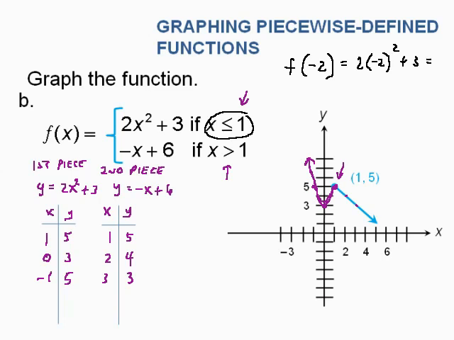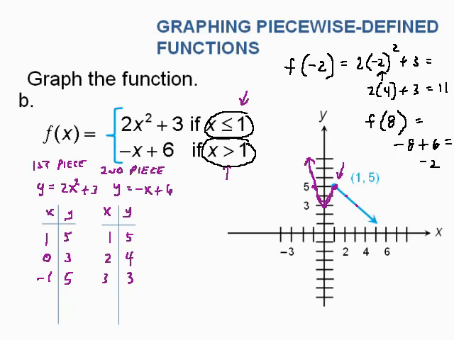And you would evaluate the function. So negative 2 squared would be positive 4. You'd get 2 times 4 plus 3. So when x is negative 2 in this piecewise function, y would be 11. Or if I said f of 8, you would have to plug it in the bottom piece. That's where x numbers are greater than 1. So if you plug in 8 for x, you'd get negative 8 plus 6 would give us negative 2. So you can even evaluate functions with these.